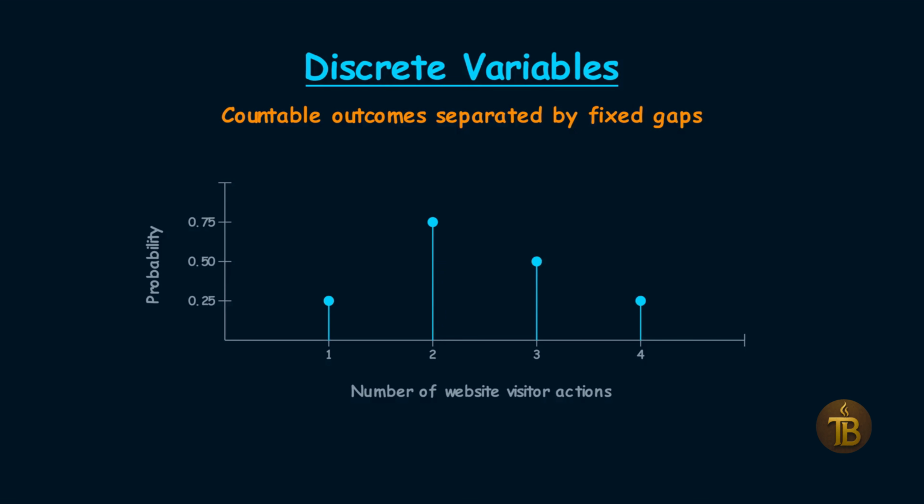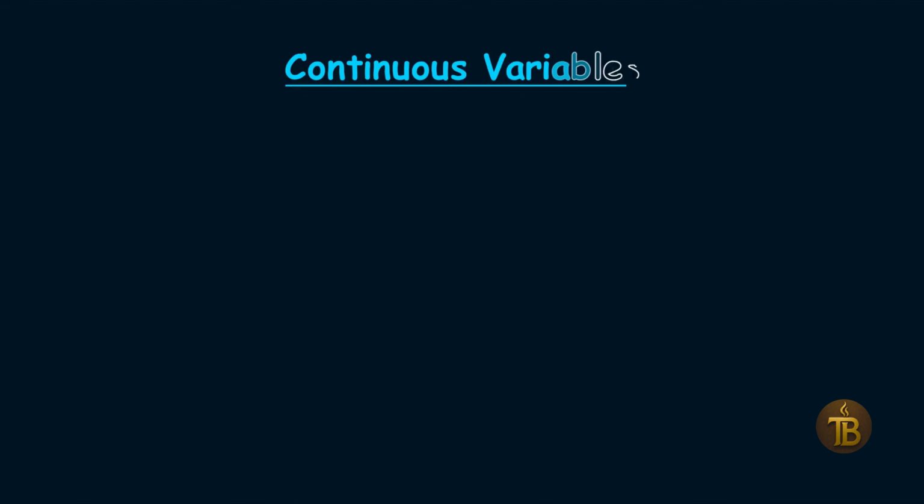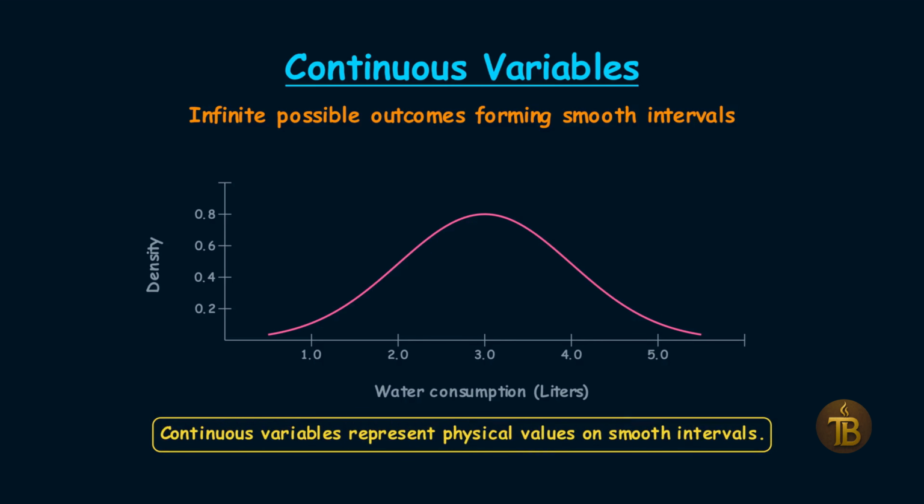Discrete variables represent countable values with distinct gaps. For example, the number of website visitors must be an integer like 1, 2, or 3. You cannot have 2.5 visitors. Conversely, continuous variables represent measurements that can take any real value on an interval. For instance, the amount of water a person consumes is continuous. It can be 2.3 liters or any decimal in between, forming a smooth range.